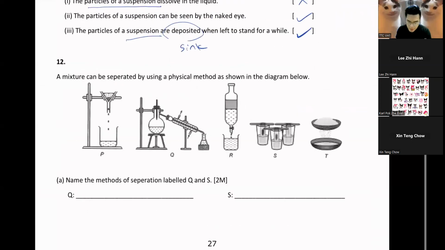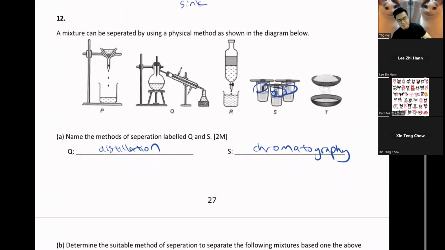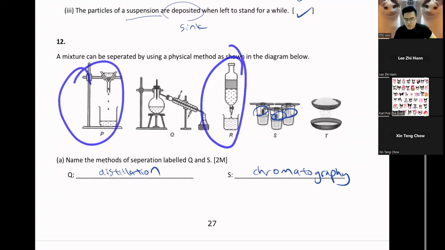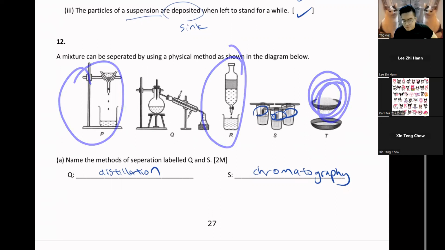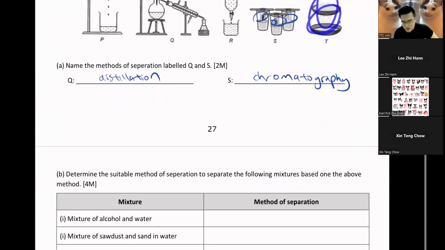So, name the methods of separation Q and S. Q is distillation. S is chromatography. You see the color here. Chromatography is the color separation. By the way, this is filtration, this is flotation, this is sieving. I'm sure if your mom bakes cake, this is what she does to the flour.